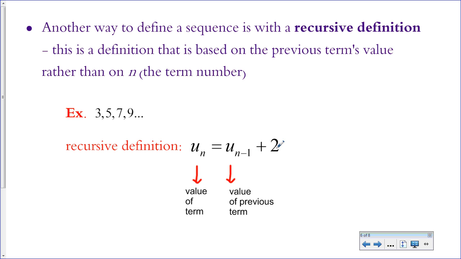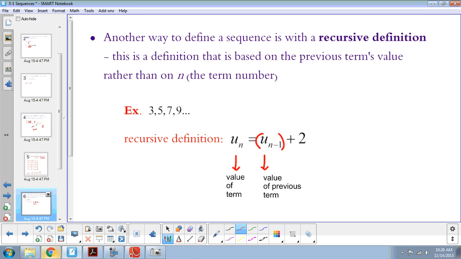So as you see in this formula down here, u sub n equals u sub n minus 1, that whole quantity, with 2 added to it. And what does u sub n minus 1 mean? It means the value of the previous term to the one that you're trying to find.